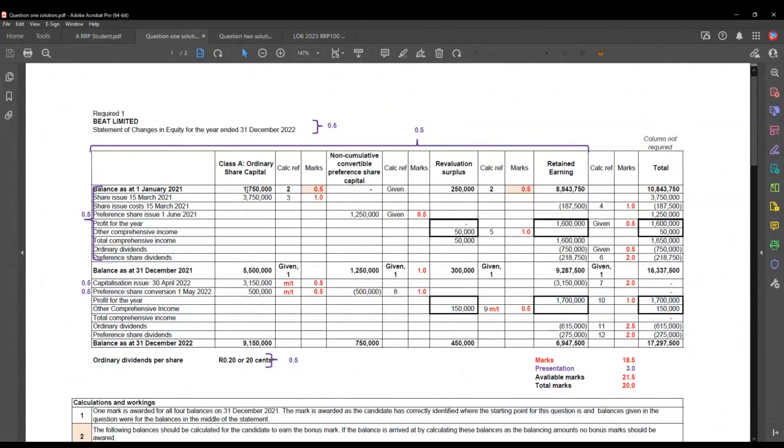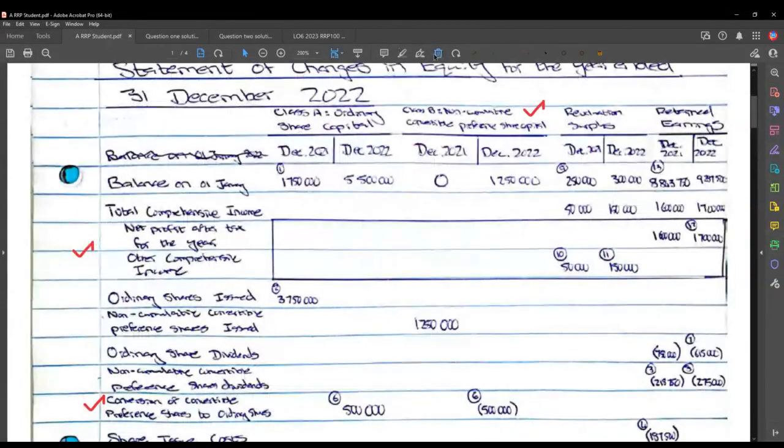Okay, so let's go. The first thing is this amount of 1,750,000, you can only get if there's an accompanying calculation, as well as the 250,000. You must have an accompanying calculation. If you worked that amount out by using the balancing figure, you get no marks. So we can see that the student has gotten the right amount there in 2021, the right amount there in 2021, but we can't award the mark until we go and see the calculations.